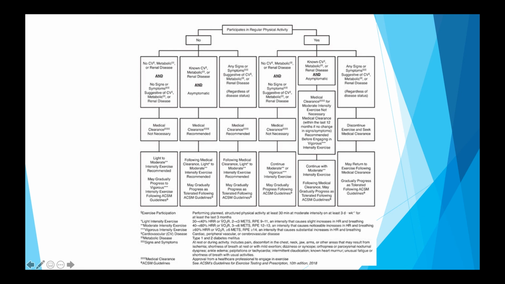So let's now apply the algorithm. The individual is currently not physically active. She doesn't have any known cardiovascular, metabolic, or renal diseases. Also, she does not have any signs and symptoms of suggestive diseases. According to the algorithm, she does not need medical clearance, and she can begin exercising at a light to moderate intensity.